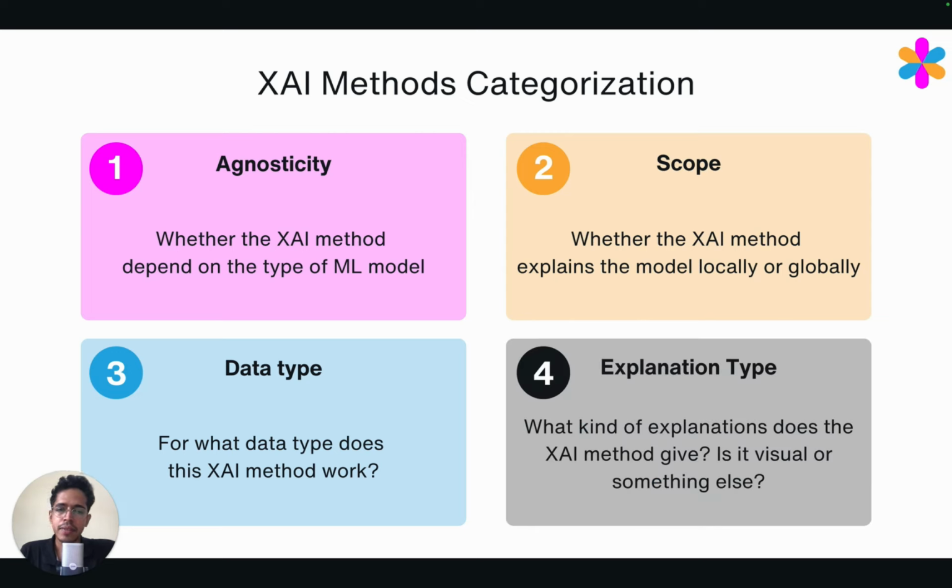And the last way in which you can also think of categorizing the explainable AI methods is the explanation type that this method uses, whether it's visual or some other way of explaining, so that you can interpret the ML model as a human. So these are the 4 different ways in which you can think of categorizing the explainable AI methods. Now let us look at each of these in a bit more detail.